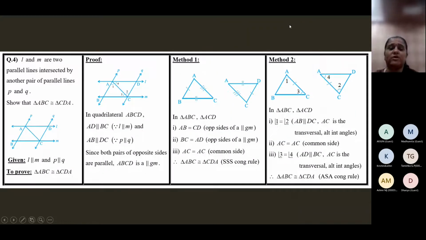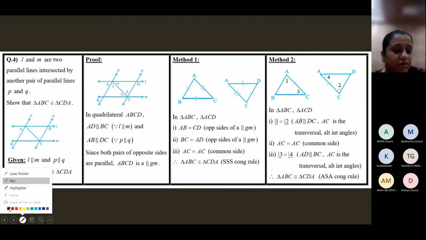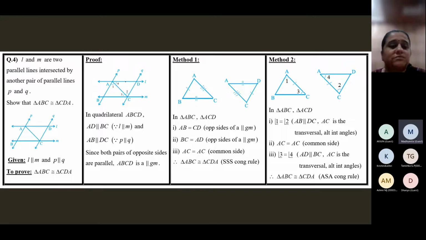Yeah, I want one more AAS. Or shall I say? Angle D and angle B can be opposite angles of a parallelogram. Opposite angles of a parallelogram are equal. Very good. So angle B is equal to angle D.